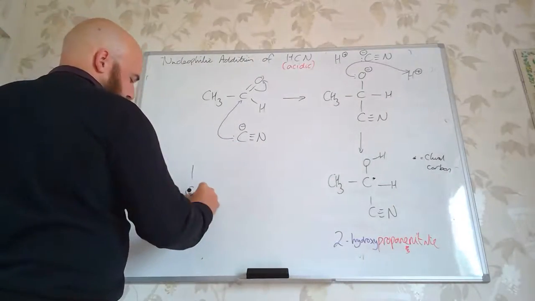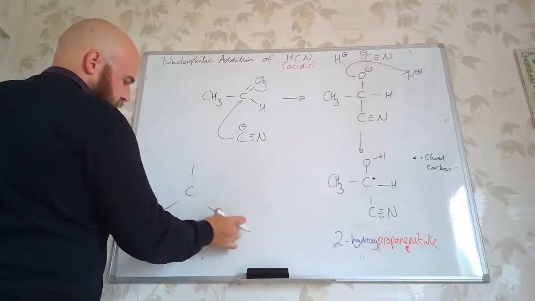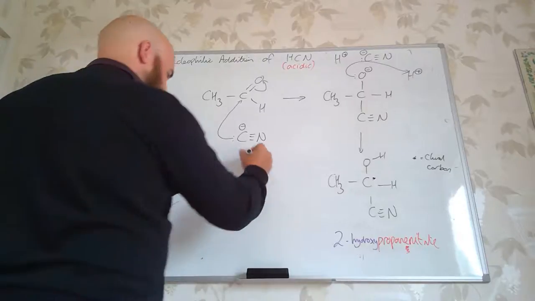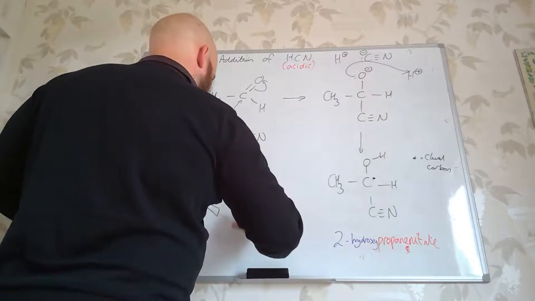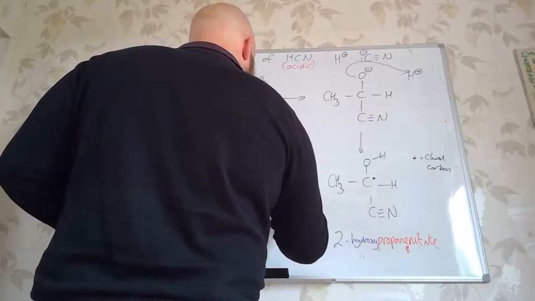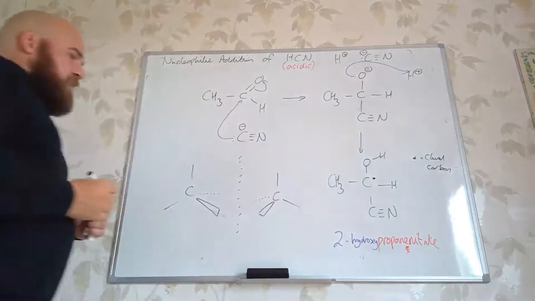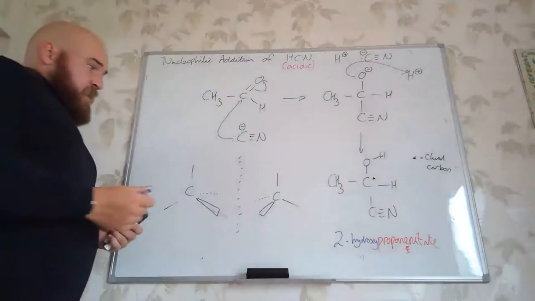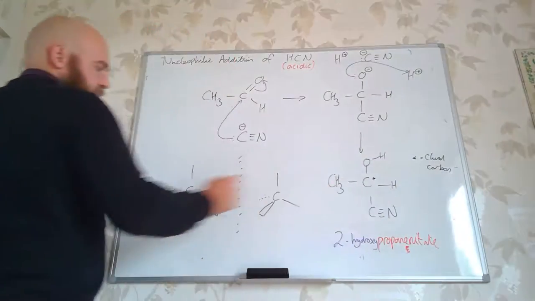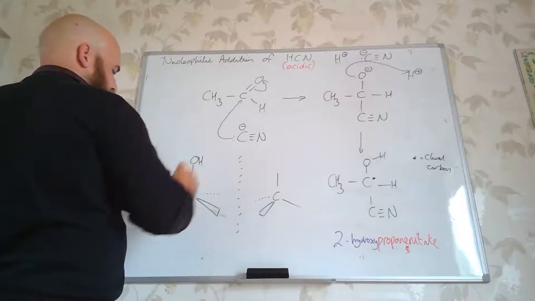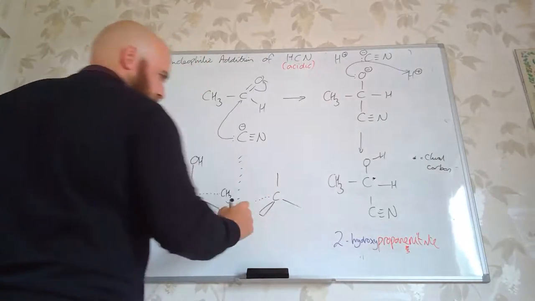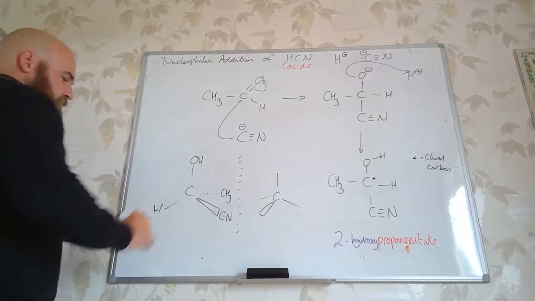So let's remind ourselves of how to draw optical isomers. Get your tetrahedral carbons. There's my mirror. And then do the mirror image. That'll do. So again, start filling all the groups around it. You've got an OH, an H, a CN, and a CH3. So OH, CH3, CN, and H.